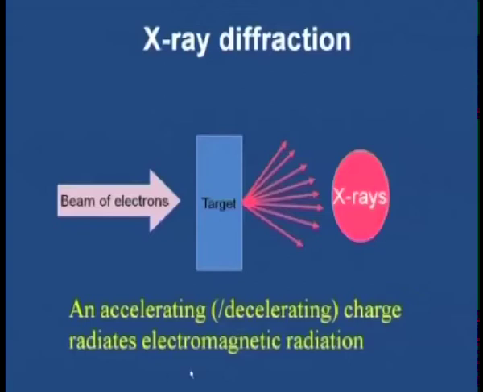So, an accelerating charge radiates electromagnetic radiation. According to the electromagnetic theory of Maxwell, any accelerated charged particle will give rise to electromagnetic radiation. When you go into the detail, you will be seeing both the characteristic line spectrum and the Bremsstrahlung radiation, or the braking radiation.